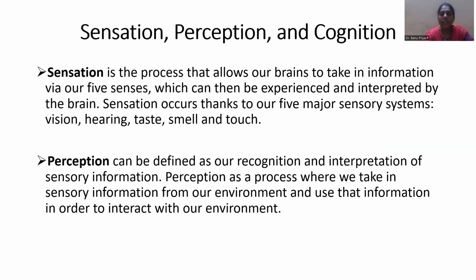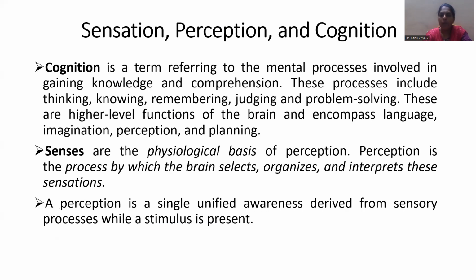Then, the concepts of sensation, perception, and cognition. What is sensation? Basically, it is a process that allows our brains to take in information via the five senses, that is, five major sensory systems: vision, hearing, taste, smell, and touch. What is perception? Perception is a process where we take the sensory information from the environment and use that information to interact with our environment. Finally, what is cognition?